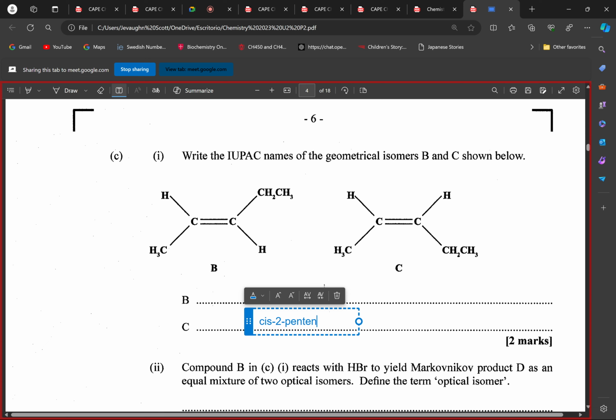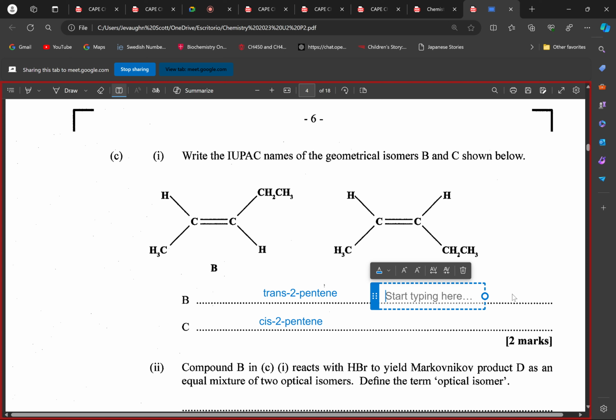Yes. The thing is, at this level, people say you can't do this: trans, pent, 2, ene, right? But I personally do not prefer that way. But just because I don't prefer it doesn't mean it can't be possible, right? So you can write it that way. This is possible.